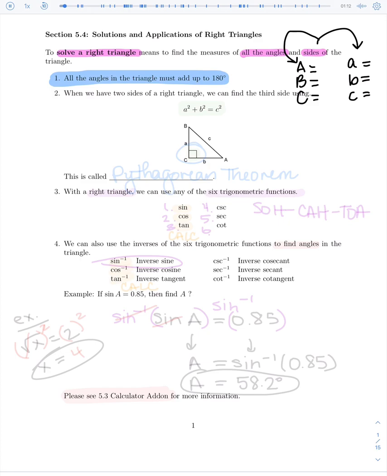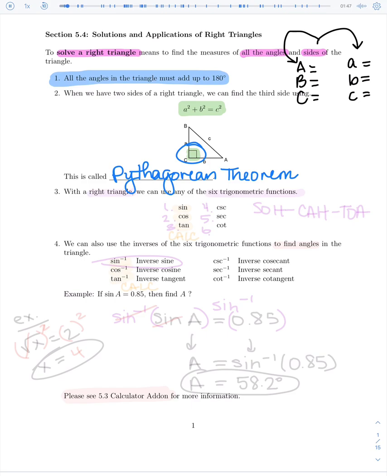We also know, because we have a right triangle, that we can use a squared plus b squared equals c squared, but only because it's a right triangle. And this is what's called, as a reminder, the Pythagorean theorem. But as a reminder, it only works in these cases because we have right triangles, and I'm making this very clear because later on we will look at triangles that are not right triangles, so we need to be careful that this is only for right triangles.